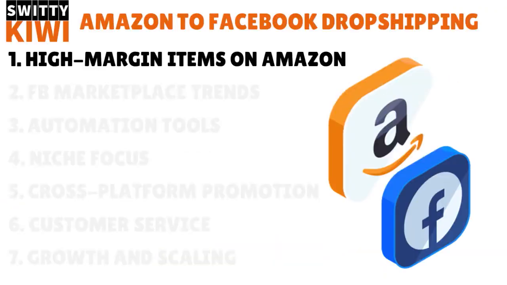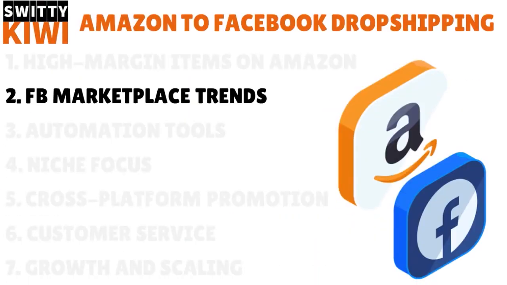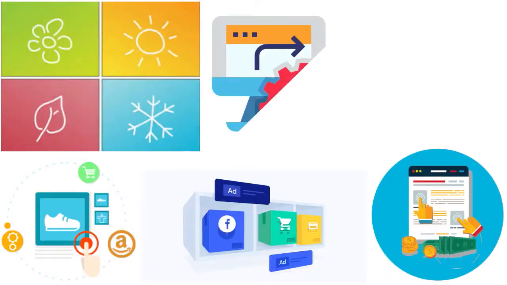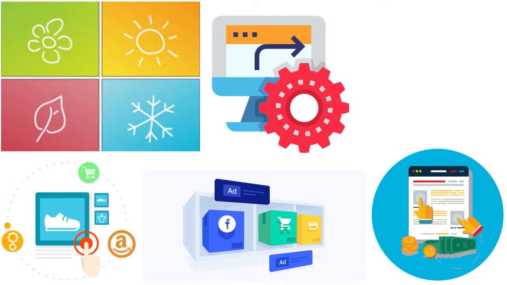Step number 3, folks. So step number 1, you want to find high margin items on Amazon. Step number 2, you want to analyze and study Facebook Marketplace trends. Again, we are speaking about Amazon to Facebook Marketplace dropshipping. So in step number 3, I want you to automate things. Try to automate as much as possible. And there is a constellation of automation tools that you can use to actually bring your business to the next level. Okay. And we have actually covered this on another show.